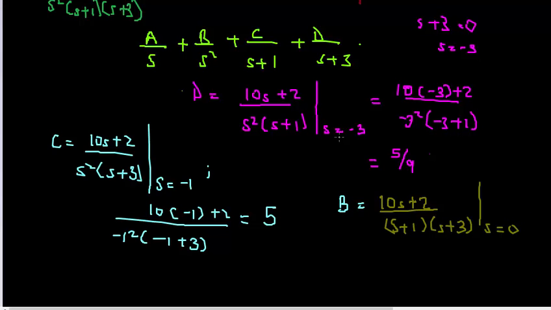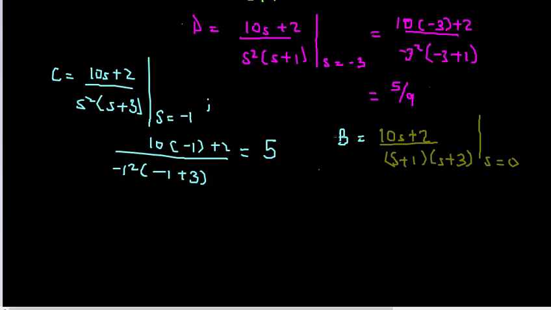Now this becomes B is equal to 10 into bracket 0 plus 2, so I have 10 into bracket 2 over s plus 1, s plus 3, that's 1 plus 3. So I have 1 into bracket 3, sorry about that, 1 into bracket 3. This is a multiplication sign, not an addition sign. So I have my answer to be 20 over 3. Now the last one is A.